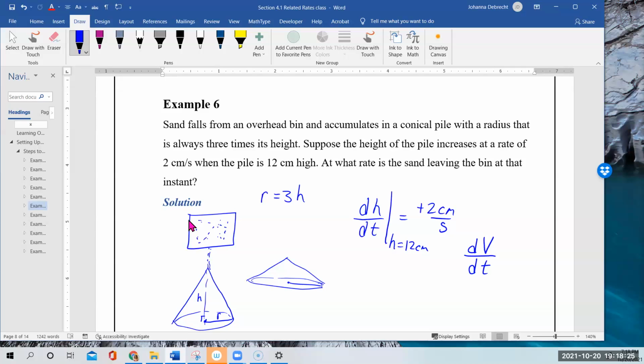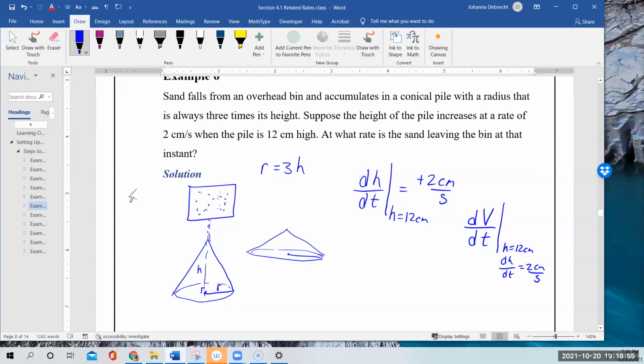Keep that in mind when you're setting up your problems. We're trying to figure out what dV/dt is at that point in time, which is basically when h is equal to 12 centimeters and dh/dt is equal to 2 centimeters per second. Now we need some kind of equation that relates r, h, and V. That would be the volume of a cone.